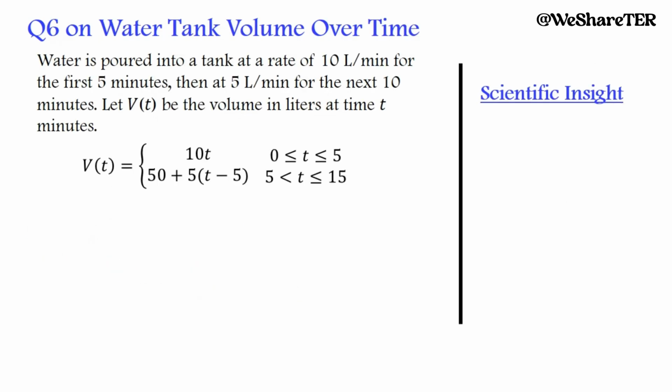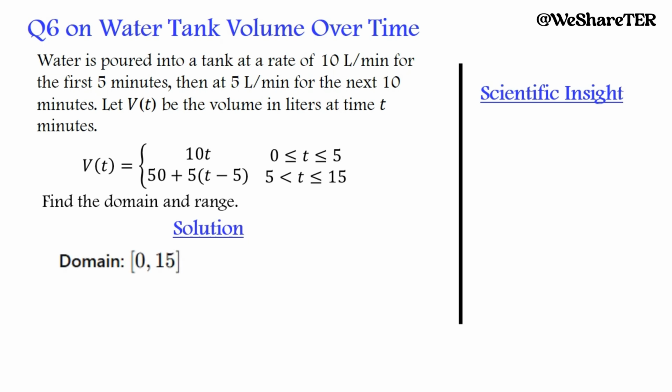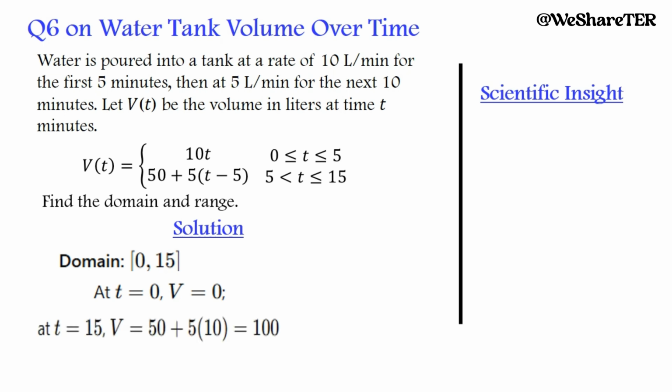Water is poured into a tank at a rate of 10 milliliters per minute for the first 5 minutes, then at 5 milliliters per minute for the next 10 minutes. Let V(t) be the volume in liters at time t minutes. V(t) equals 10t for 0 ≤ t ≤ 5, and 50 + 5(t - 5) for 5 < t ≤ 15. Find the domain and range. Solution. At t = 0, V = 0.